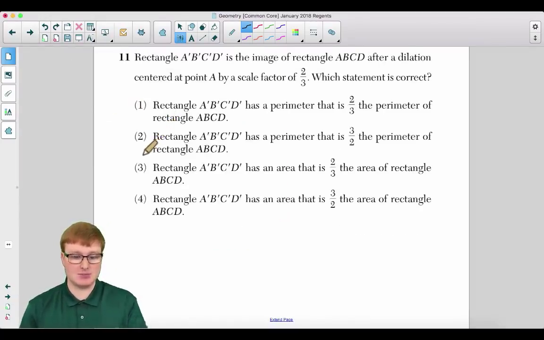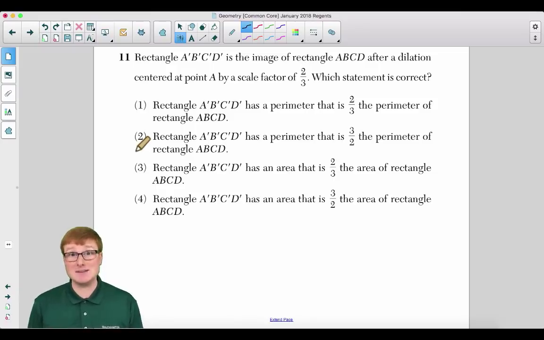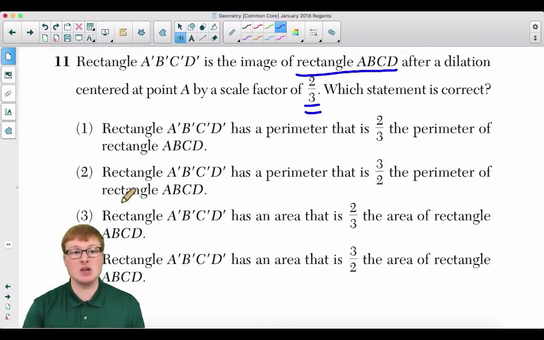Number 11, rectangle A prime, B prime, C prime, D prime is the image of rectangle ABCD after a dilation centered at point A by a scale factor of 2/3. Which statement is correct? So we know that the distance is being changed in rectangle A prime, B prime, C prime, D prime because it's telling us that it is the image of a dilation with a scale factor of 2/3. So since rectangle ABCD is the pre-image and we're dilating by a scale factor of 2/3 in this case, rectangle A prime, B prime, C prime, D prime is actually smaller than the original rectangle because this fraction is less than the number 1.